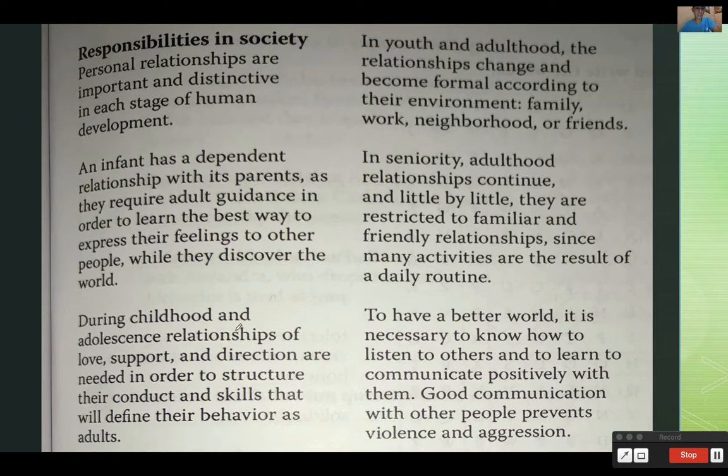During childhood and adolescence, love, support, and direction are needed in order to structure the knowledge and skills that will define their behavior as adults.